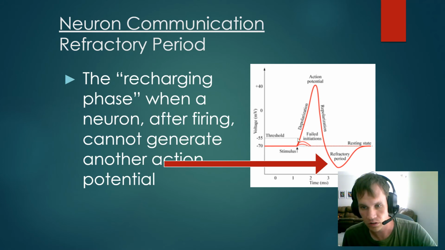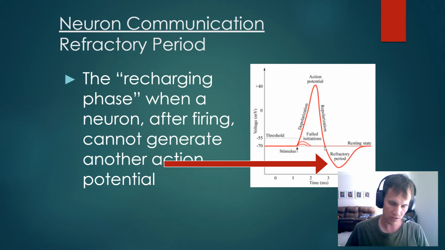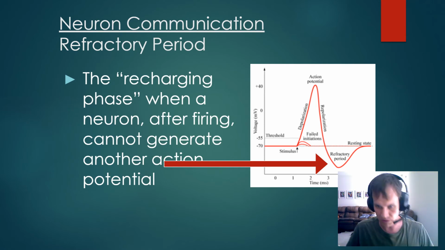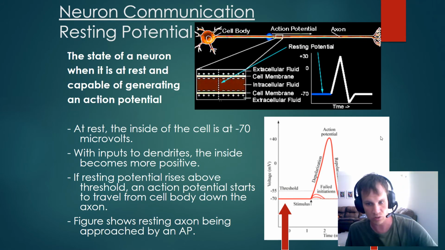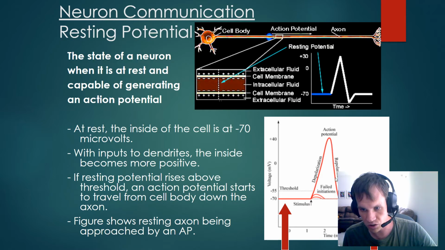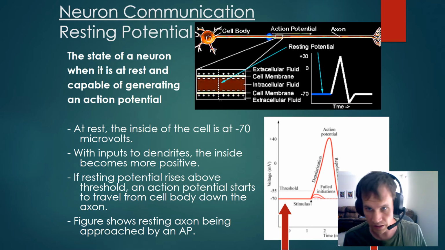After you have the action potential, the cell goes through a recovery phase, a recharge phase called the refractory period. During this time, no further signals can be sent. It's spent, it's done its thing. The sodium-potassium pump needs to restabilize before that action potential can happen again. Once it has recharged, so you have your action potential, you have your refractory period.